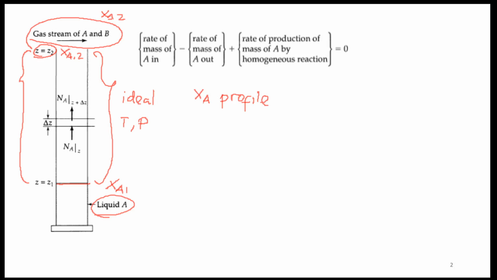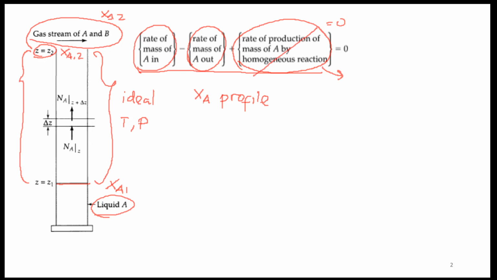Okay, the first thing we have to do is to write the shell mass balance. So we have mass of A in minus mass of A out plus the rate of production of A by homogeneous reaction equal to 0. Please note in this case we don't have homogeneous reactions, so this part is equal to 0. This part can be cancelled out.